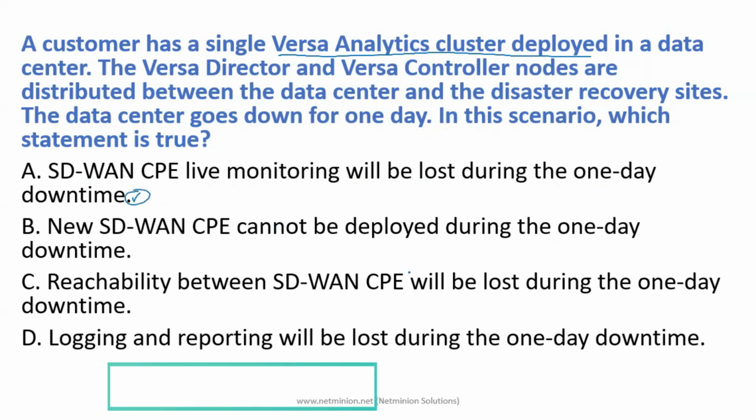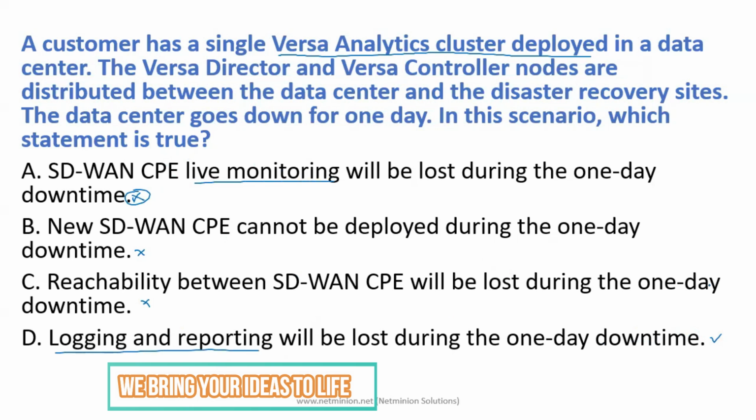Yes, it will be, because we have a single cluster, a single point of failure here. Now, new SD-WAN CPE cannot be deployed. I hope no. Reachability between SD-WAN CPE lost for 1 day. No. Logging and reporting will be lost during the 1 day downtime. This one is also. Let me check. Live monitoring will be lost. Maybe it's not good. I will go for D, because either it is logging or reporting or anything, everything will be down. So the answer will be D. Getting my point?